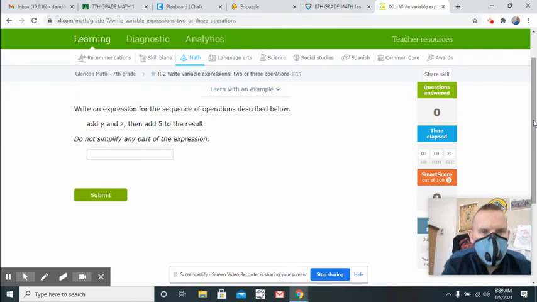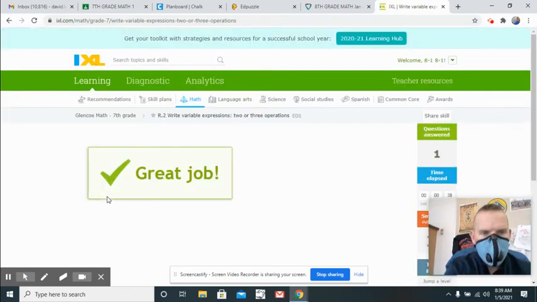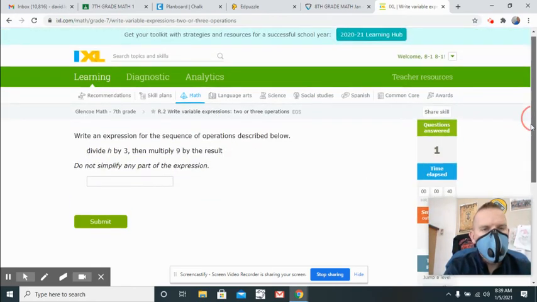It says, write an equation for the sequence of operations described below. Add y and z. Okay, add. So we hit y plus z, then add 5 to the result. Plus 5. And we'll see what happens. And it likes it. Woohoo!